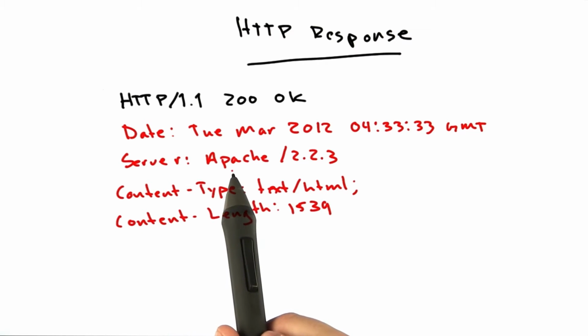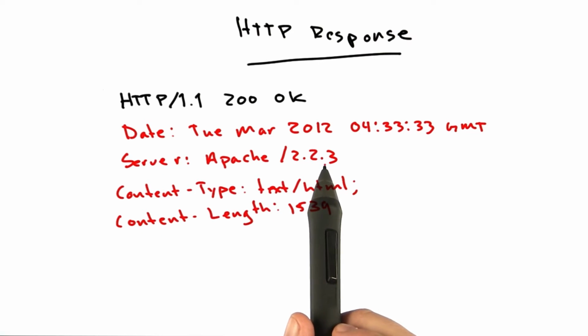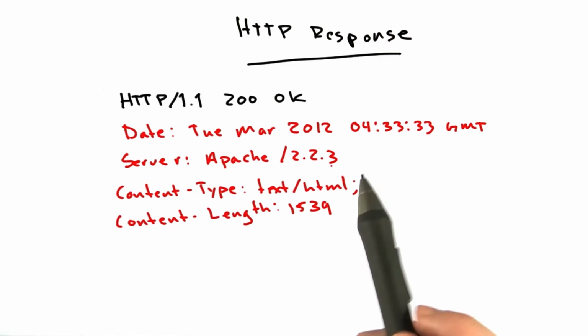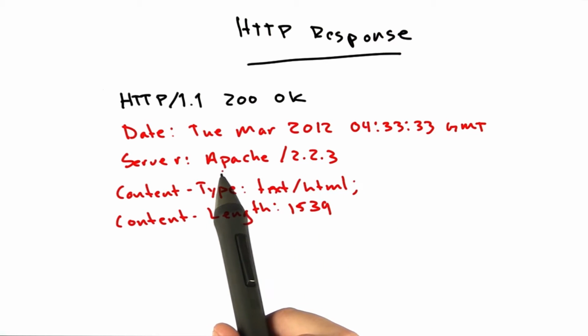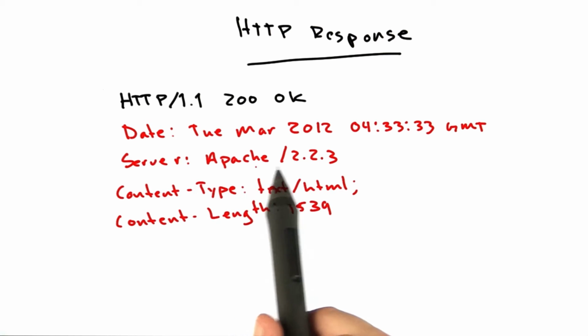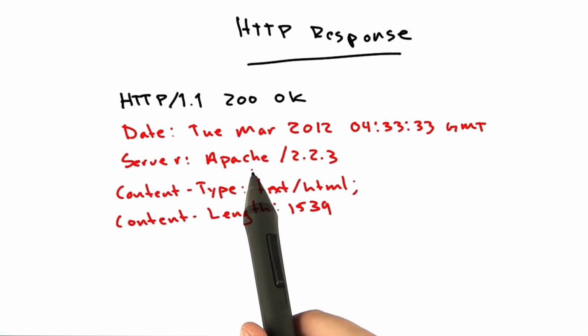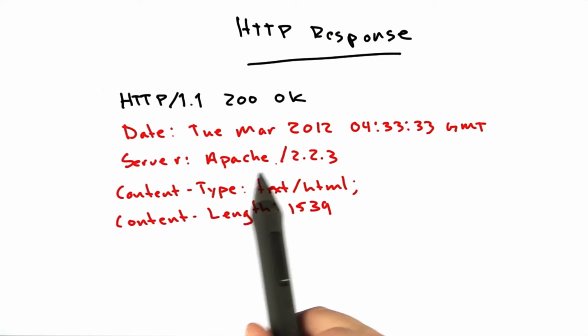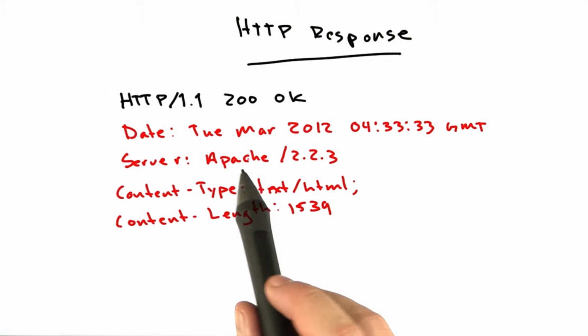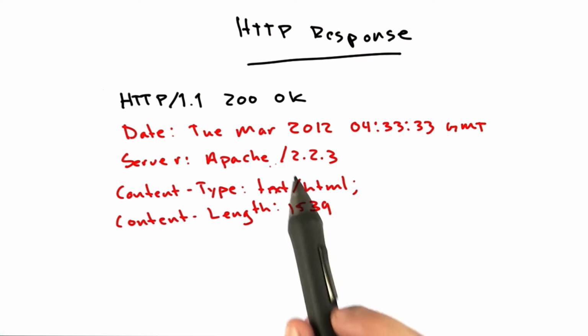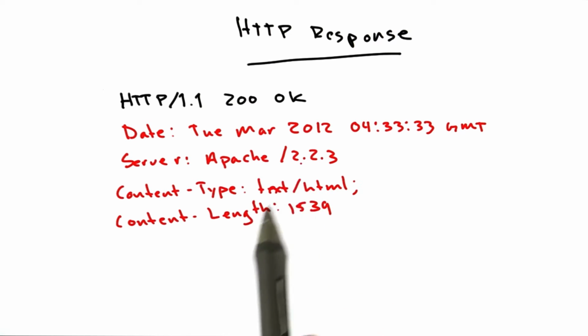This is generally the name and version number of the server that's handling the response. Now, personally, I try to never include this, or if I do include it, I make something up, because otherwise you're just giving free information to a would-be hacker who wants to know what vulnerabilities work against you.